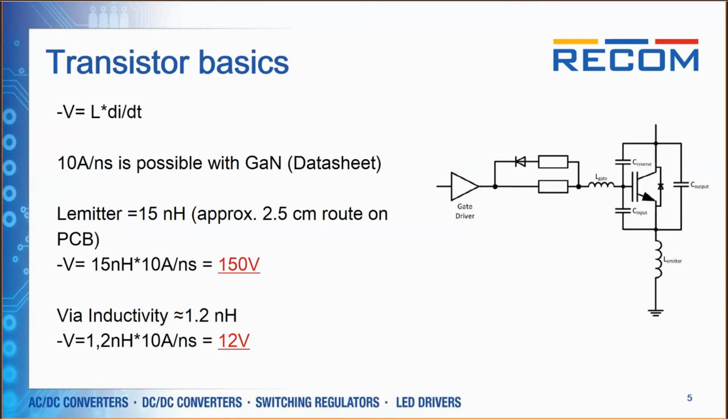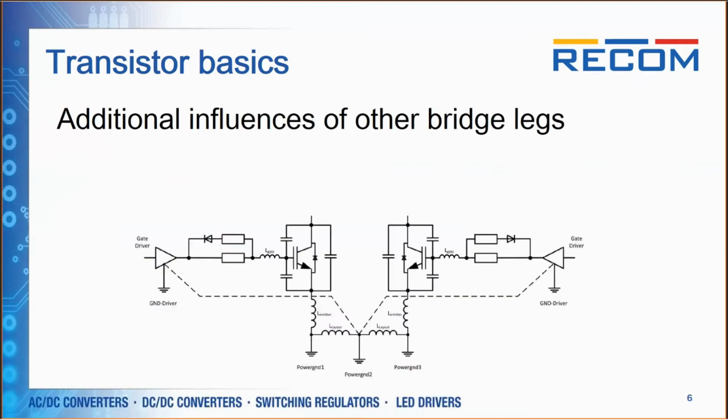You would induce a voltage of about 150 volts, which is way higher than the maximum ratings of a GaN transistor. And even if you only have a wire through the PCB, this also has an inductivity of roughly 1.2 nanohenry, so you would also have a voltage induced here of about 12 volts. So when you have only one transistor, you can calculate this pretty easily.